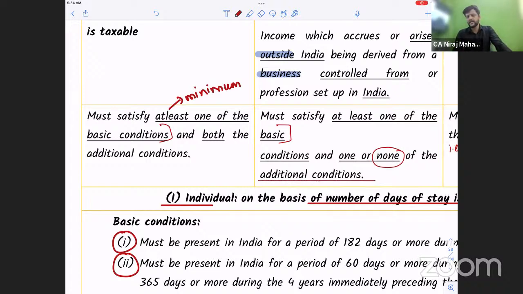So how many additional conditions are there in totality? 2. How many should you satisfy? One or none. None means what? Nothing. Very good. Clear earlier? Only one. Any of the one or only one or none.